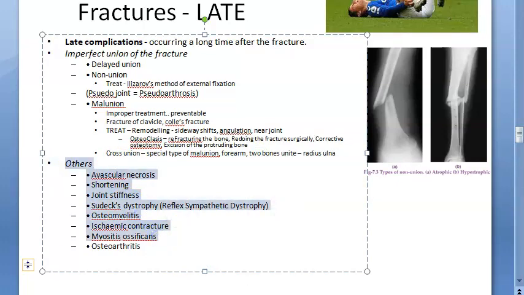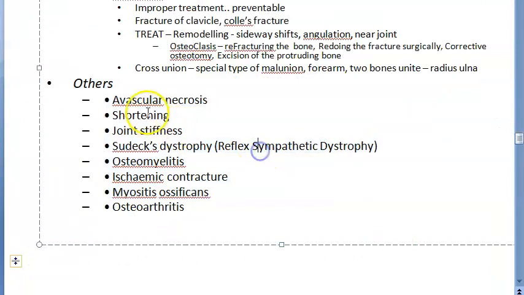Still, we have to look at many things, guys, like avascular necrosis, shortening, Sudeck's dystrophy, myositis ossificans, so many things are there. Just come back in the next video, we will look, okay, because this is such a huge chapter.